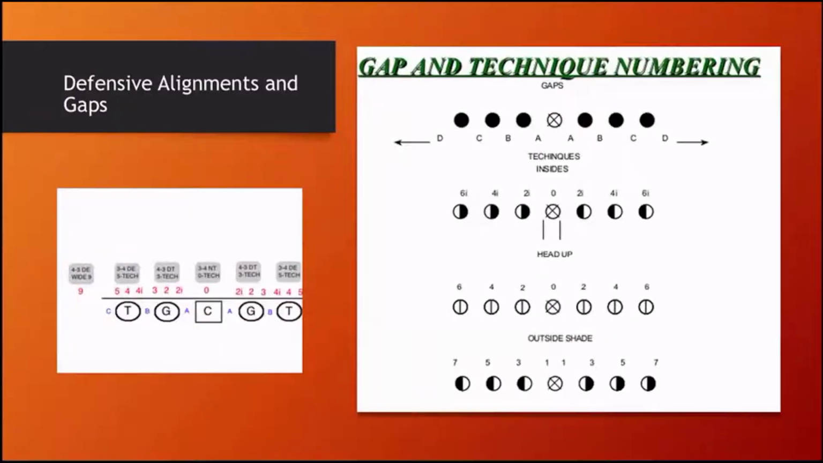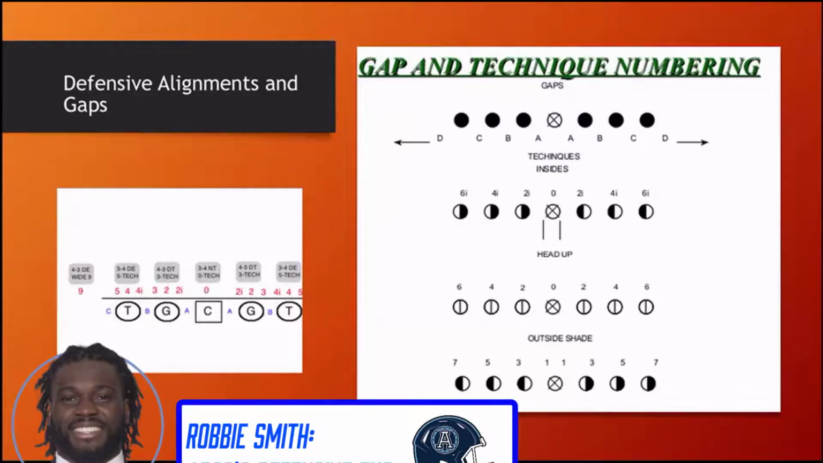So first, when we think about our gaps and our alignments, there are two ways that you can play defensive line: one is in a gap system, and the other is in a man system. In a gap system, every player would have a gap. A gap is a space between two offensive players that a running back or a quarterback could run through. As a defense, we want all of our gaps covered, so there's nowhere for the running back or the quarterback to run.